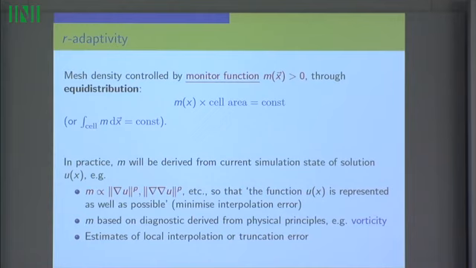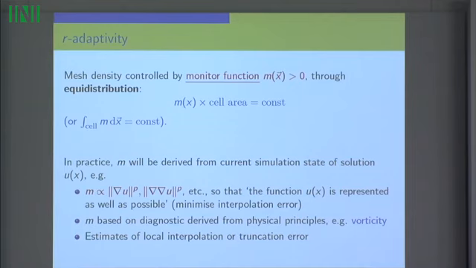In higher dimensions, we merely replace this by its exact equivalent, where we again have a monitor function m, which we can control and which describes some feature of the solution we think is interesting. This time, we multiply by the cell area or cell volume, and that again has to be constant. So this is our basic equation. It's a measure equation. It's basically saying that the local measure is controlled by this monitor function.